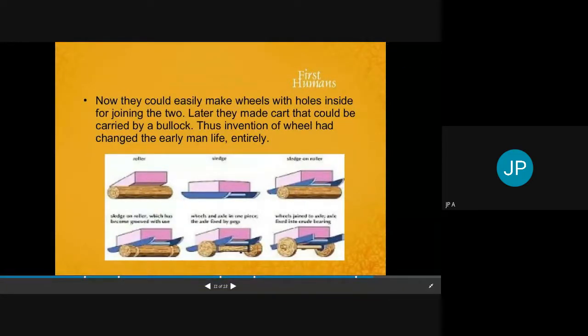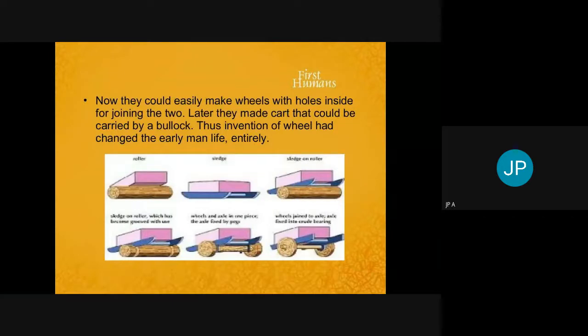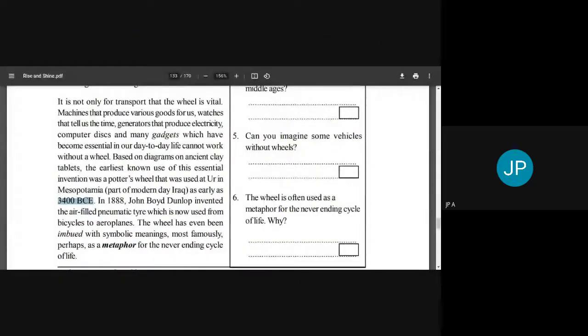Okay, that is called an axle. That is a part of metal or something which joins two wheels together. So they used such things also, and that also changed human life. And they further modified the wheels, and that is how we have the modern day tires.